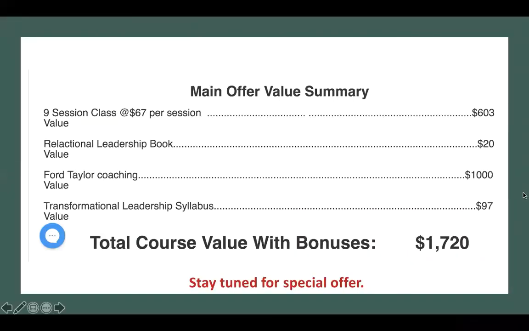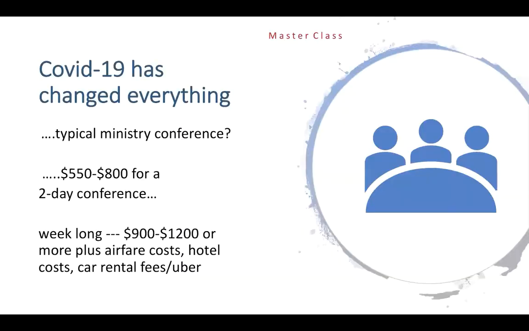So when we look at the value of the course, not necessarily the price, but the value, you see that the course itself would be a value of over $600, the relational book $20, and your coaching, your time would be worth $1,000, and then the transformational leader syllabus. And so we could say in a general marketplace, the value might be around $1,720, but that's not what the cost of the course is going to be.